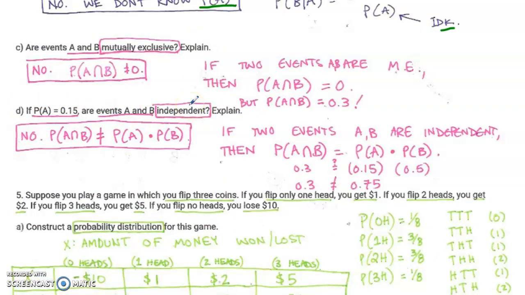For letter D, it asks whether the two events are independent. There's another rule that tells us whether two events are independent, and that's if the probability of A and B is equal to the probability of A times the probability of B. Independent events should have a product of their probabilities that's equal to the probability of both events happening. But that's not the case here because the probability of A is 0.15, probability of B is 0.5. I think this should say 0.075. Let me check that. Oh yeah, it is 0.075. Let me go ahead and fix it. Oh, I don't have to fix it. It's already correct. How about that?